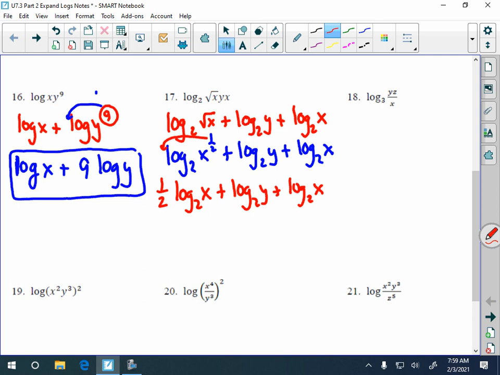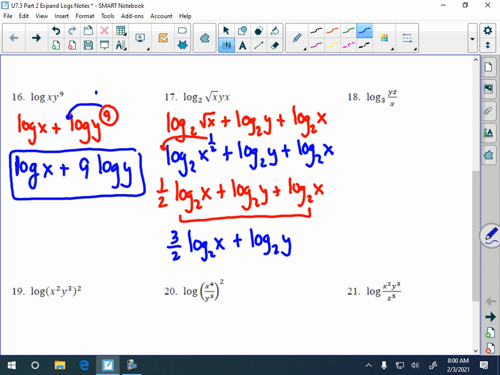Now we could actually combine these two together, because they have the same log base 2 of x, it's just the coefficients are different. So you can add the coefficients in front, 1/2 plus 1, and that would be 3/2. And so we could change this to 3/2 log base 2 of x plus log base 2 of y. The only reason we're allowed to do that is because they both have log base 2 of x.